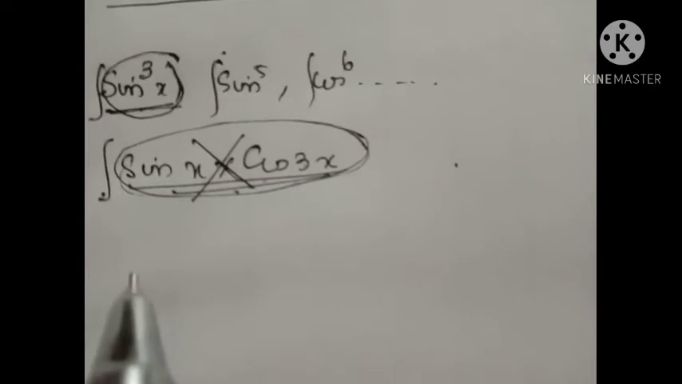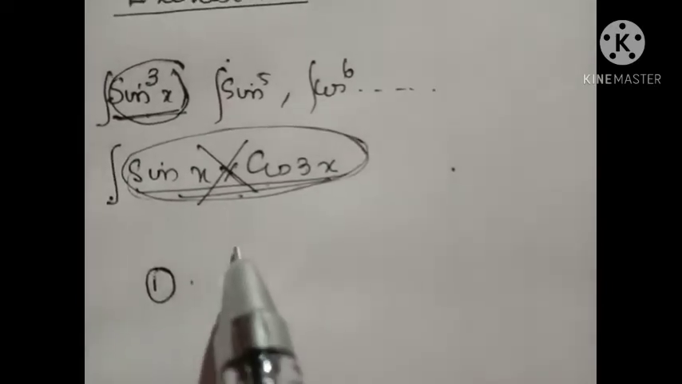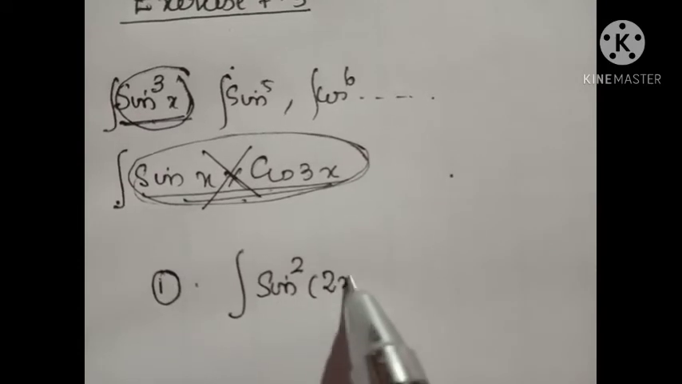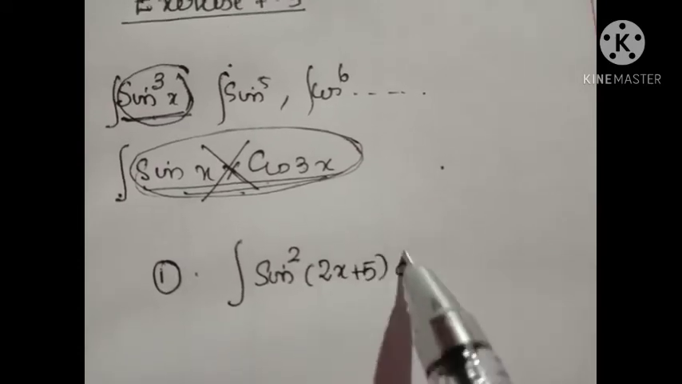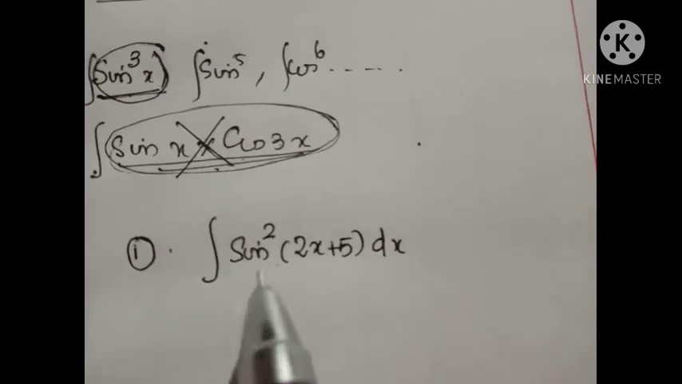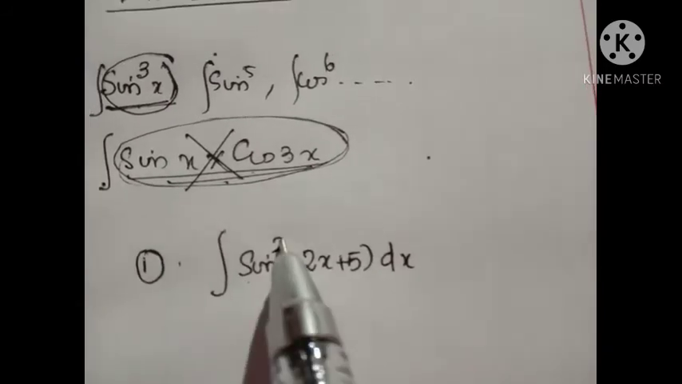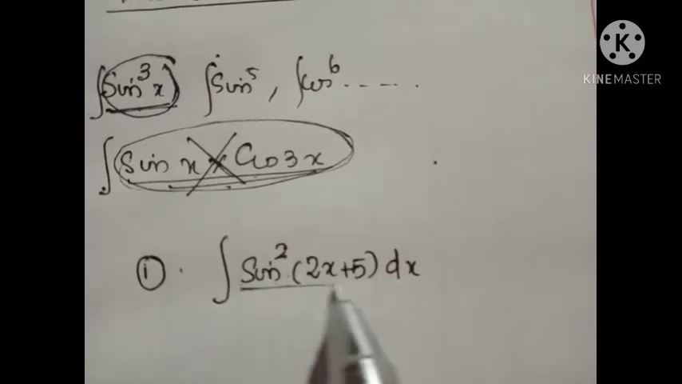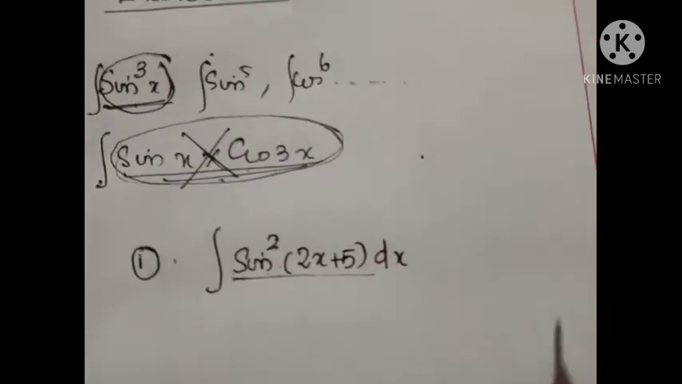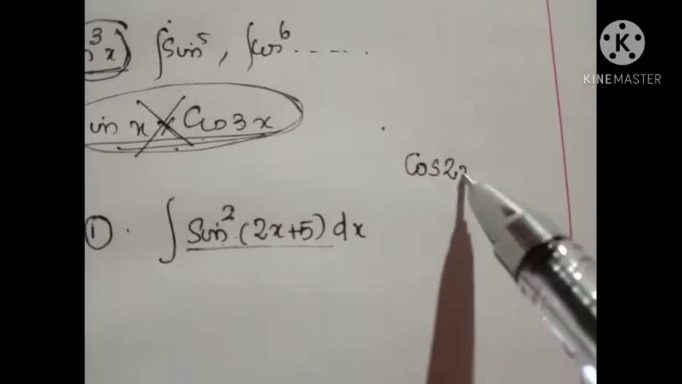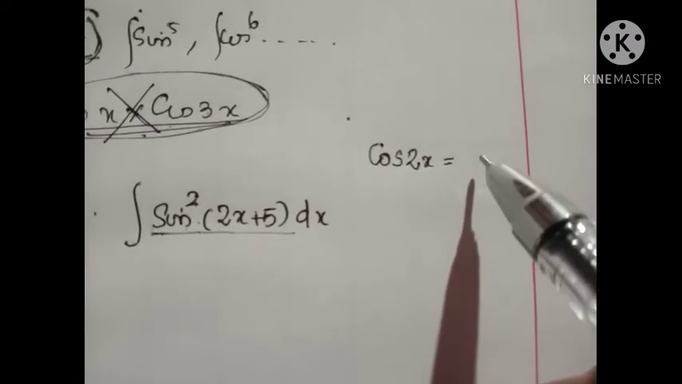Question number 1: integrate sine square (2x plus 5) dx. It is of the form sine square, so we need to convert this sine square form into another. Listen, we studied the cos 2x formula. What are the cos 2x results?